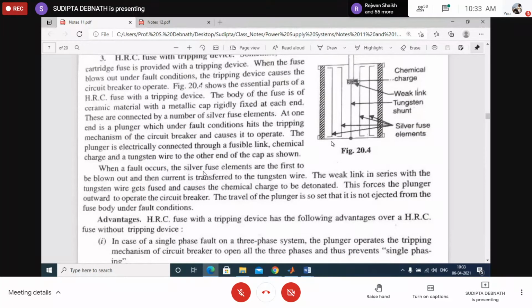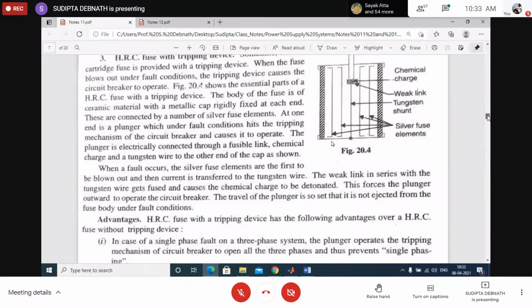When a fault occurs, the silver fuse elements are the first to be blown out and then current is transferred to the tungsten one. So the silver element blows first and then the tungsten element gets fused. This forces the plunger outward to operate the circuit breaker. So the plunger is moved in an upward direction. The travel of the plunger is so set that it is not ejected from the fuse body under fault condition. It need not get out from this body. It remains within the body and hits the trip coil of the circuit breaker.